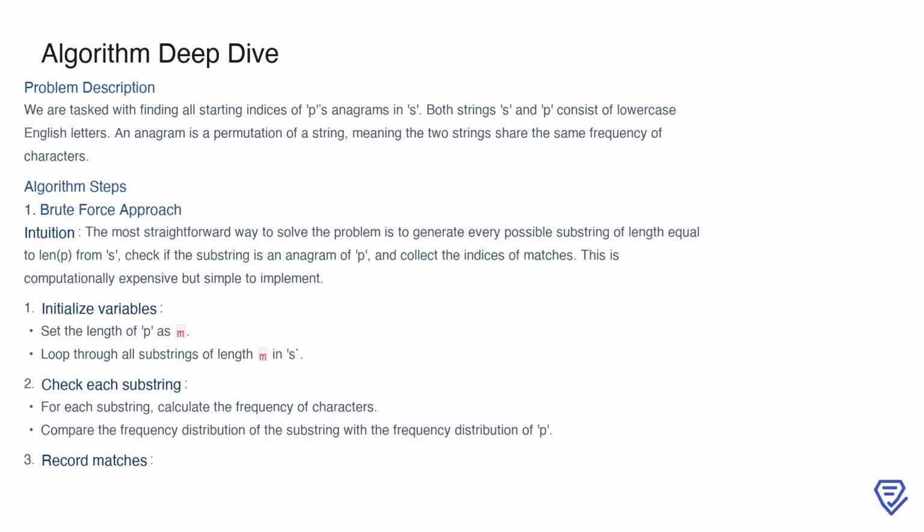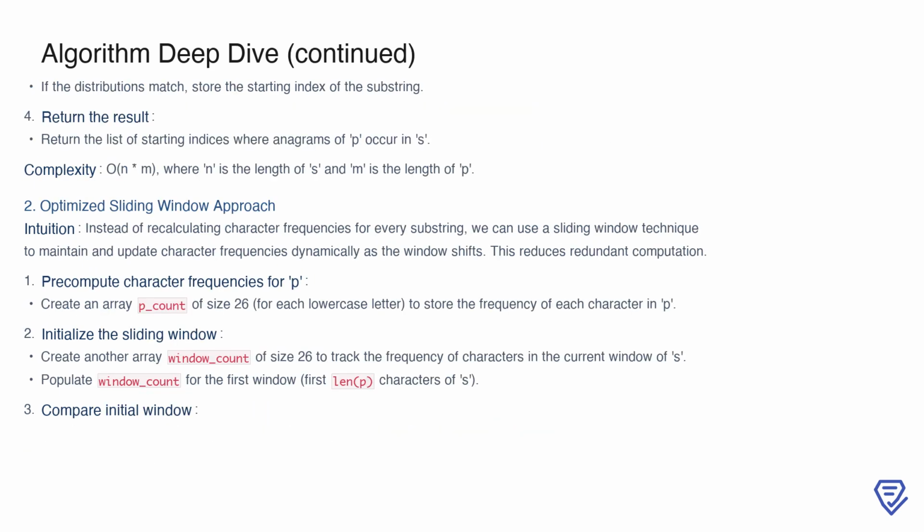Although this approach is straightforward, it is computationally expensive as it involves checking every possible substring, leading to a time complexity of O(n*m), where n is the length of S and m is the length of P. To complete the brute force method, we iterate through all substrings of length equal to P, calculate their frequency distributions, and compare them with the frequency of P. If they match, we record the starting index of the substring. Finally, we return the list of all starting indices where anagrams of P are found within S.